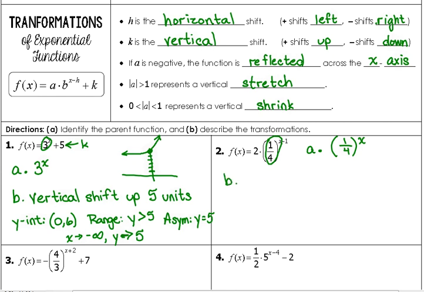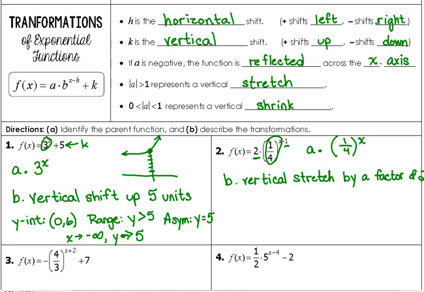So let's talk about the transformations here. We've got a number in front, and we've got a number added, or in this case actually subtracted from the x. So let's deal with the number in front. That 2, it's not negative, okay? And it's greater than 1, so it is a vertical stretch by a factor of 2. So all of our y values are increased by 2. All of the original y values.